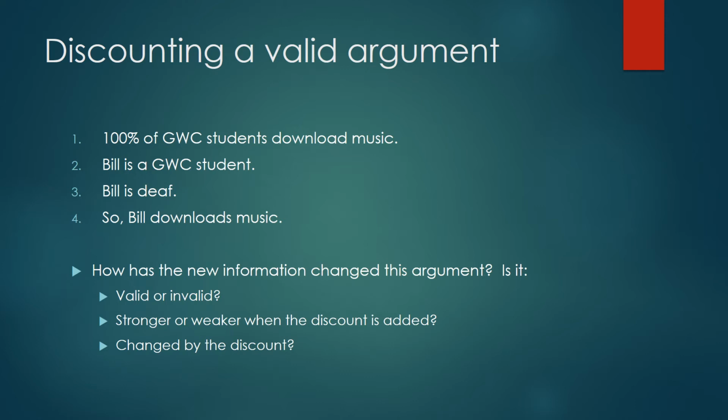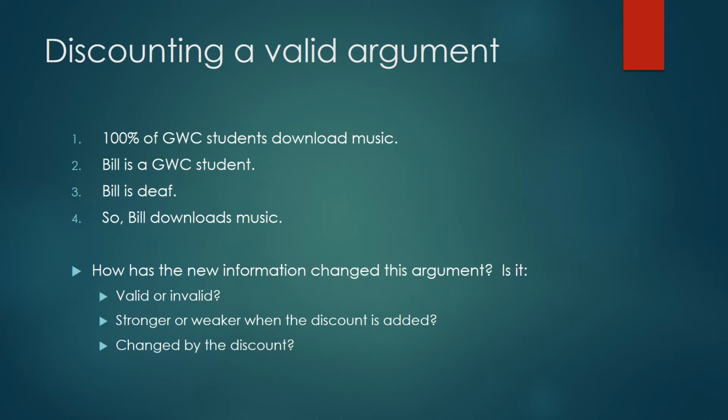Now let's consider this argument. 100% of Golden West students download music. Bill is a Golden West student. Bill is deaf. That's our new bit of information. So Bill downloads music. Let's ask ourselves this. How does this new information change the argument? Is the argument valid or invalid?